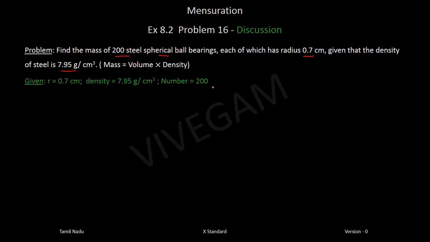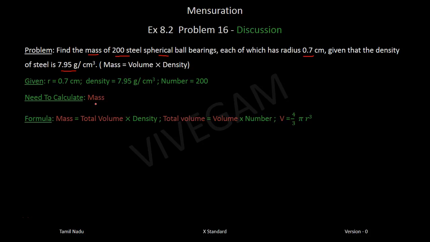Okay, great. What are we asked to calculate? We are asked to find the mass of 200 spherical balls. Great. What's the formula? Let's list out the formula. Formula: mass equal to total volume into density. It's already given here. Mass is volume into density, but we are writing it as total volume because we have 200 spherical balls.